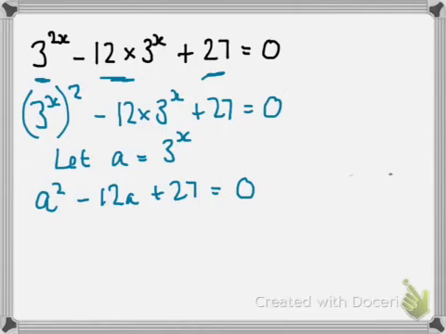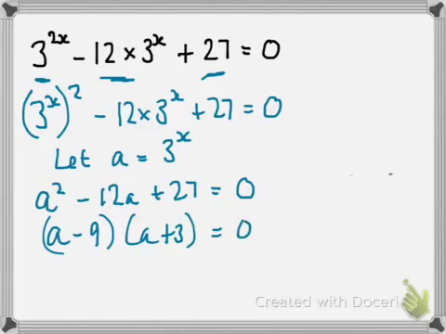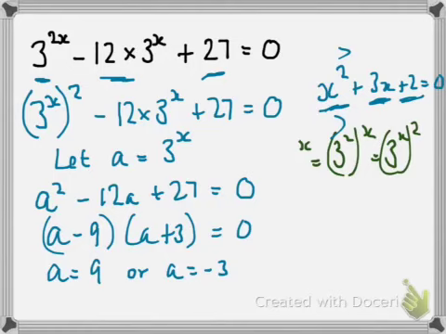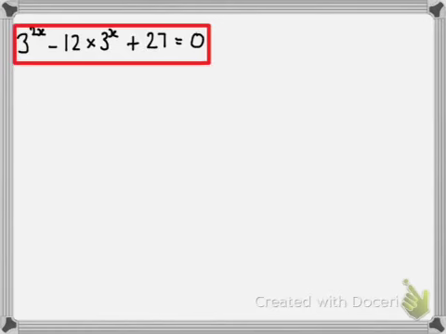Right, so now we need to factorise this, and to factorise it, we get a minus 9, a plus 3 equals 0, and from there, that means that a equals 9 or a equals negative 3. Let's move on to the next slide. We'll take our working with us. Continue with this question.